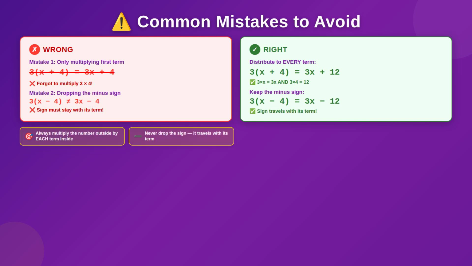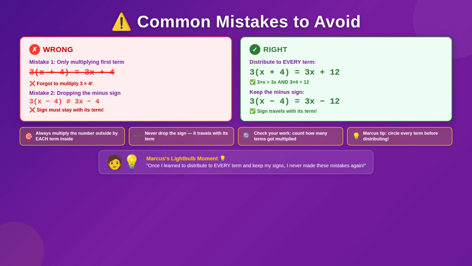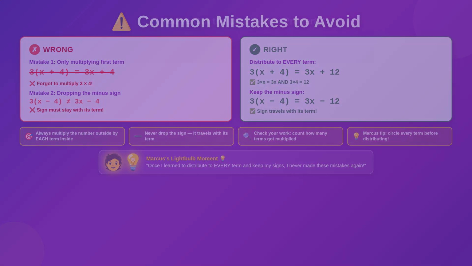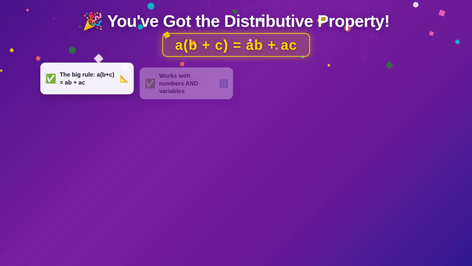Before we wrap up, let's talk about the most common mistakes. Mistake number 1, only distributing to the first term. If you have 3 times x plus 4, you cannot just multiply the 3 by the x and forget the 4. You must multiply the 3 by both terms. 3 times x plus 4 equals 3x plus 12, not 3x plus 4. Mistake number 2, losing the minus sign when distributing. Always carry that sign with you. Marcus made both of these mistakes at first. Now he catches them every time.